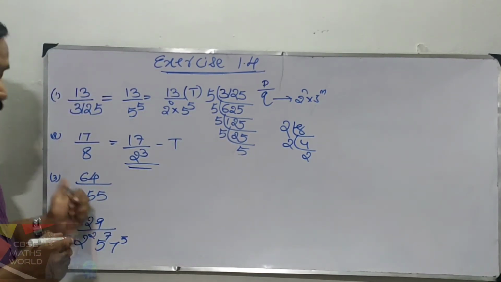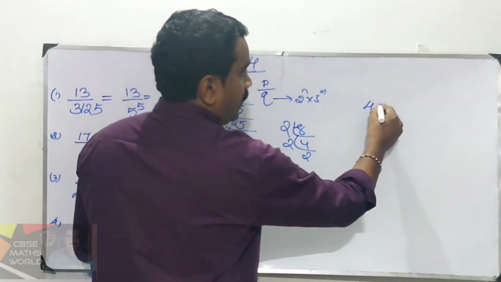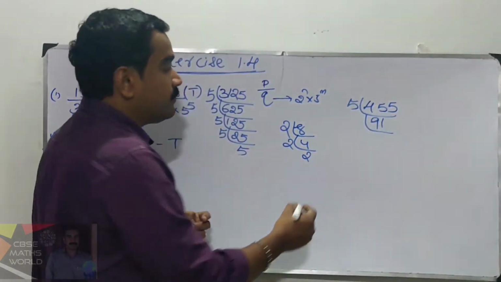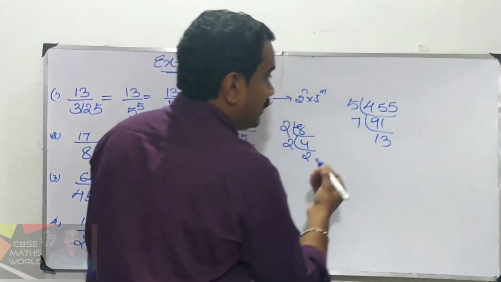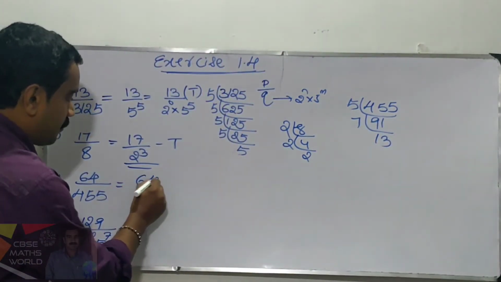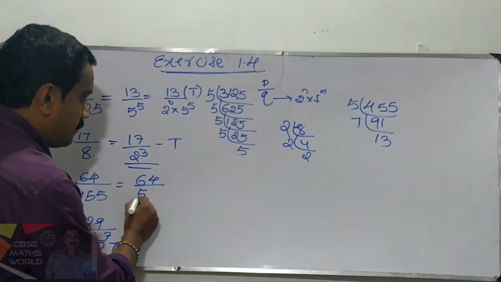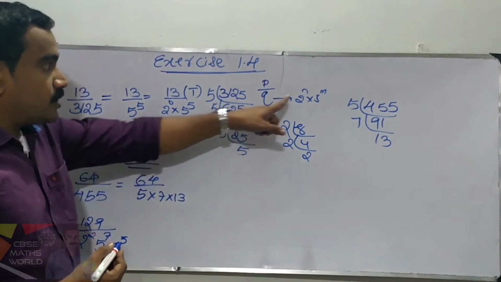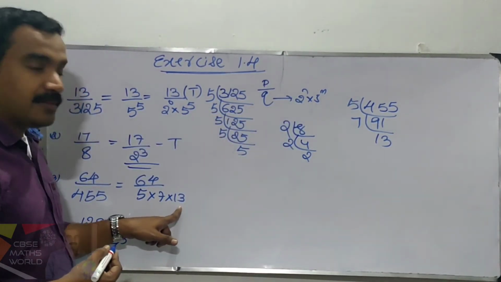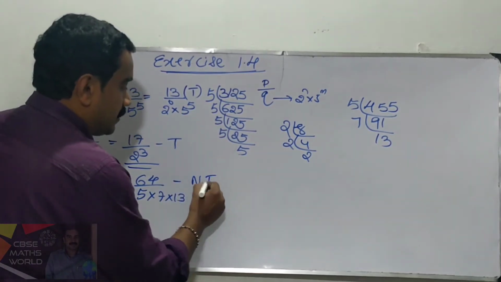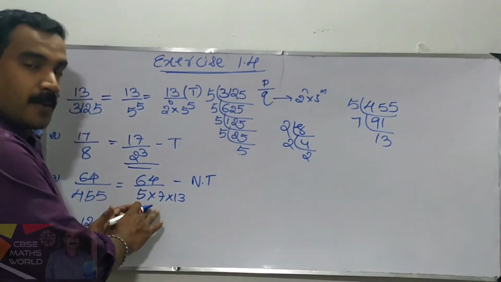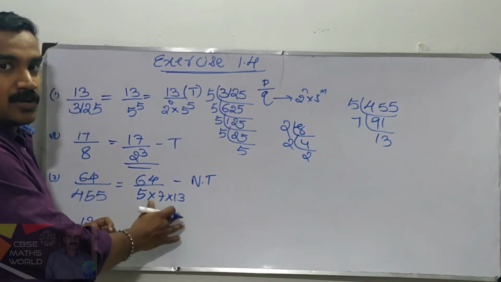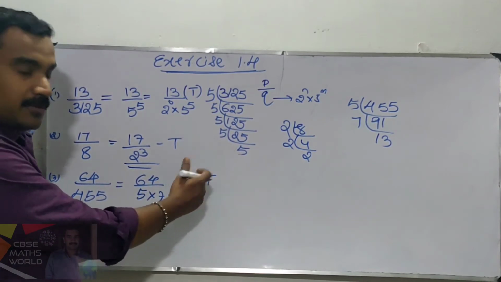Look at the next question, 64 by 455. Factorize 455. With 5 you can write 91. Then with which number can we divide? With 7, you can get 13. So 64 is 64, and 455 you can write as 5 into 7 into 13. Now the denominator is not in the form 2 raised to n, 5 raised to m. The denominator contains 7 and 13. So it is non-terminating. If it is terminating, the denominator contains only 2 and 5. Here 5 is present but 2 is not, and moreover 7 and 13 are also present in the denominator. So it is non-terminating, repeating.